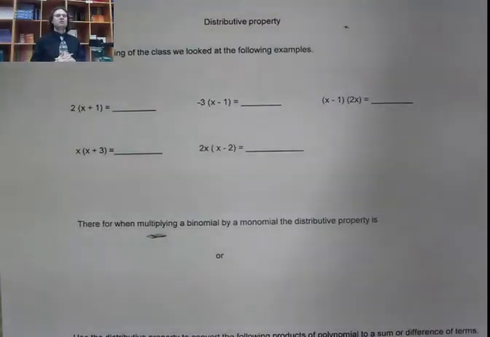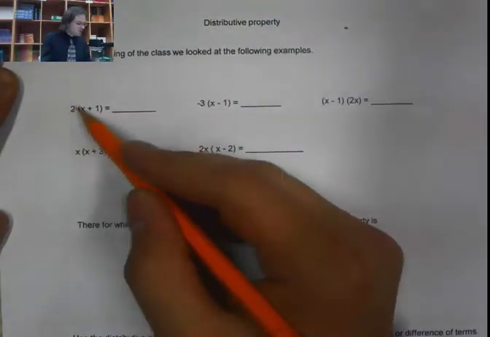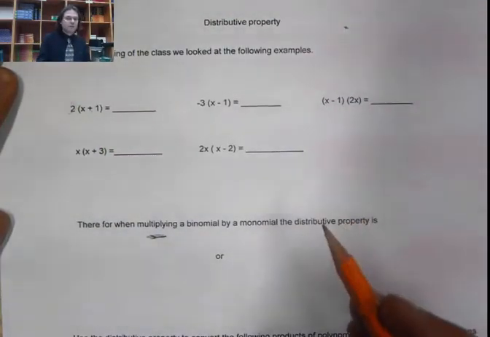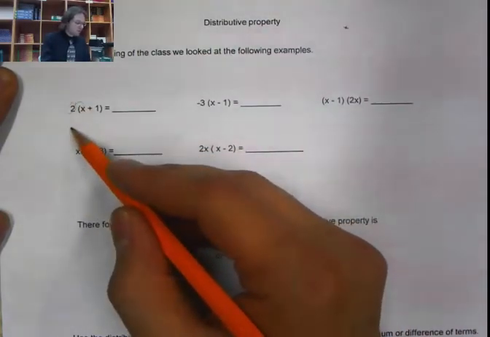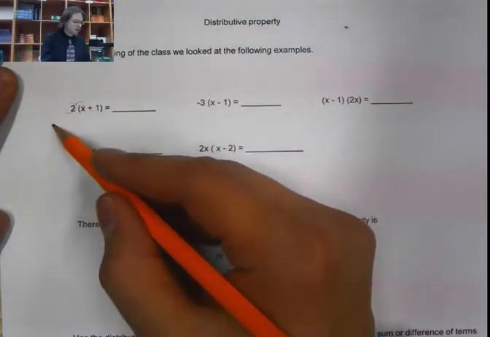So now we're going to use the distributive property. We're just going to look over the questions that we did at the very beginning of class. So I have this 2 multiplied by x plus 1. And if you remember, the 2 must be multiplied by both the x and the 1, those two terms in the brackets.